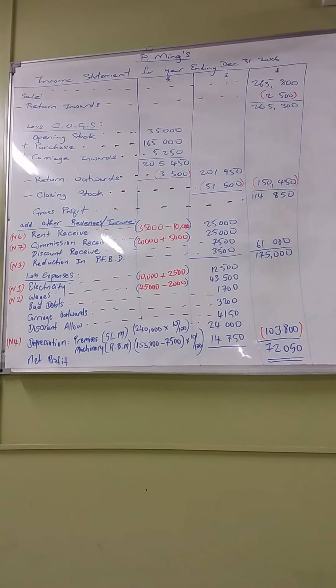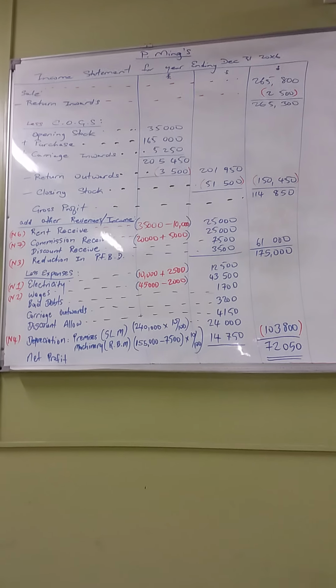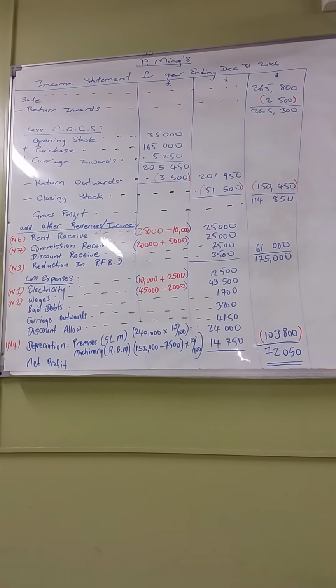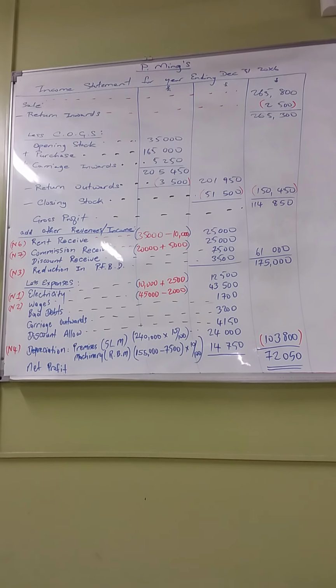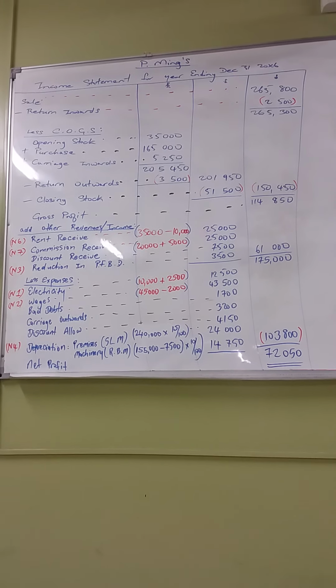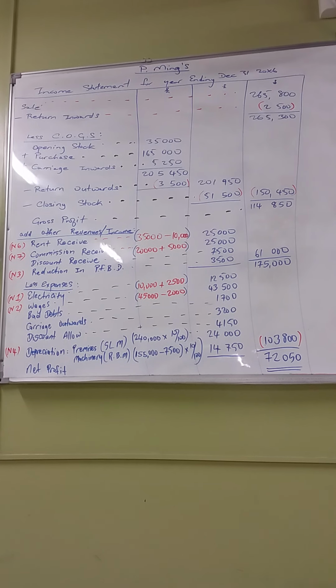You should have got 25,000 because when you look at the footnote, you realize that commission received, which is note 7, 5,000 is owing. So you add back that 5,000, giving you 25,000.